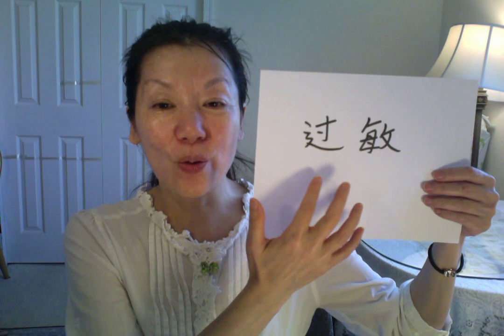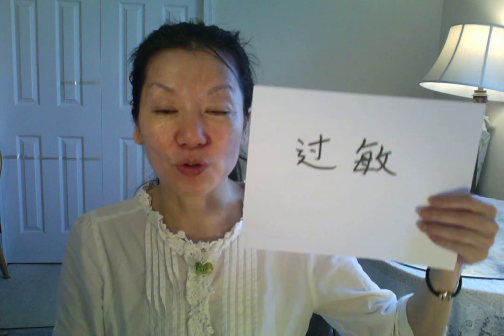Allergic. Allergic in Chinese say what? To be allergic to. In Chinese we say 过敏. Yes. 过敏, to be allergic to. 过敏, to be allergic to. Okay, now we see the next one.